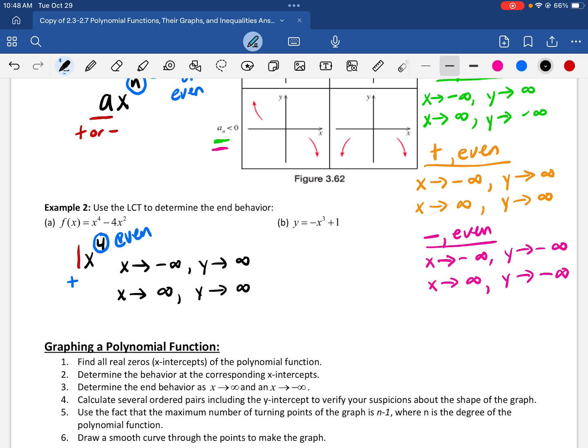I would encourage you to try B and see if you can get it correct, and go into Moodle and you can check your answer.